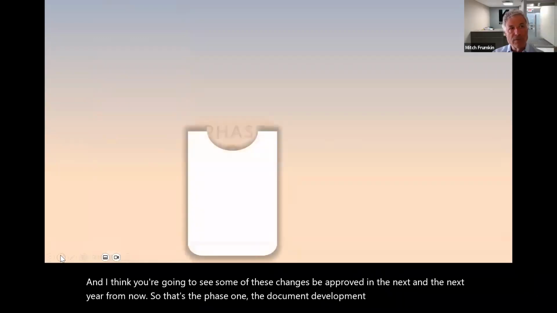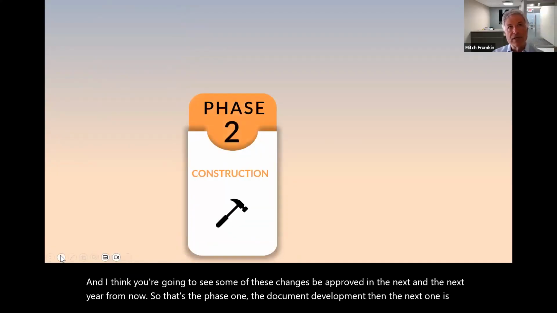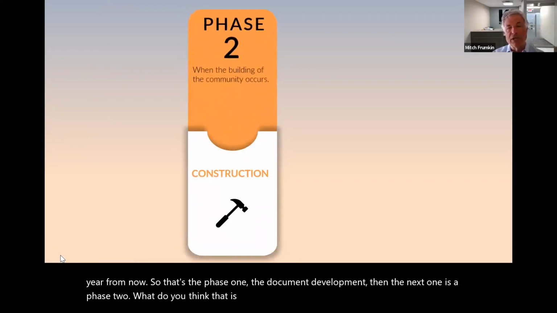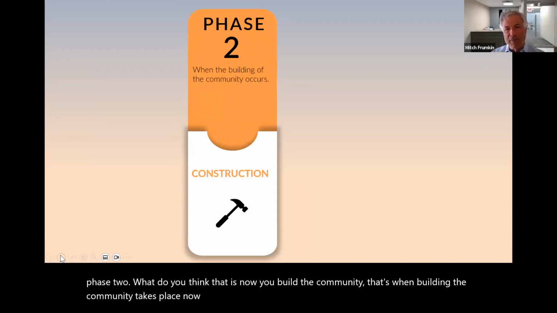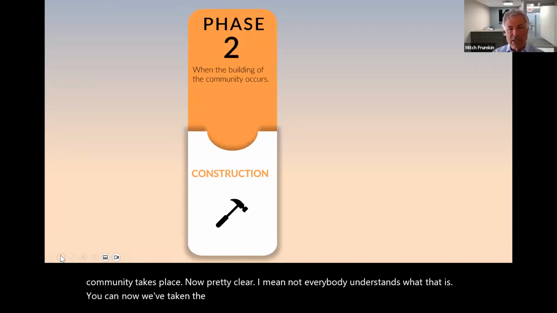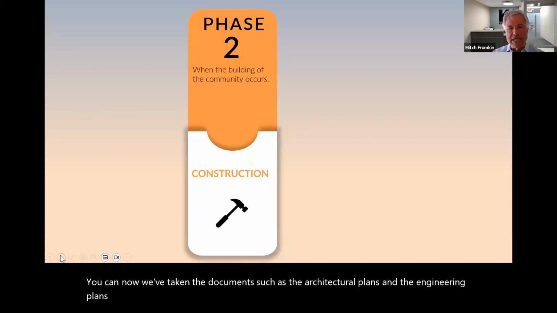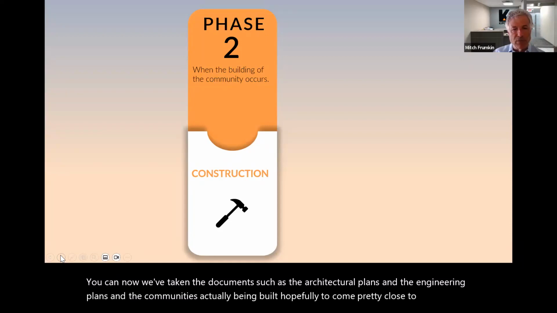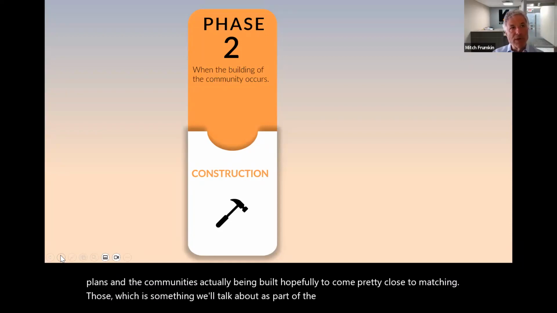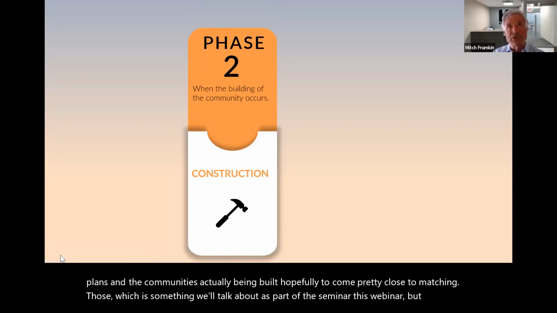Then the next one is phase two. What do you think that is? Now you build the community. That's when building the community takes place. Pretty clear, though not everybody understands what that is. Now we've taken the documents, such as the architectural plans and the engineering plans, and the community is actually being built, hopefully to come pretty close to matching those, which is something we'll talk about as part of this webinar. But that's phase two, building.